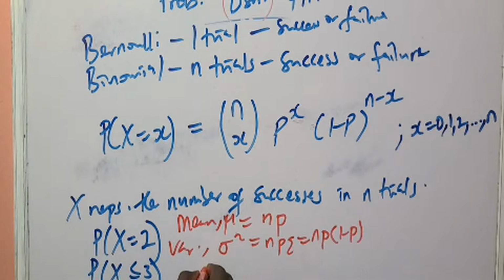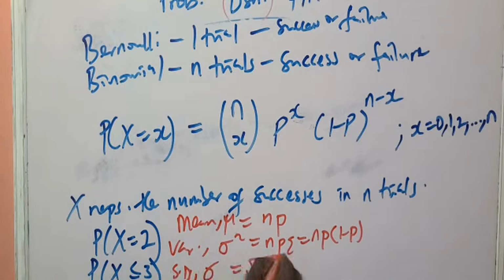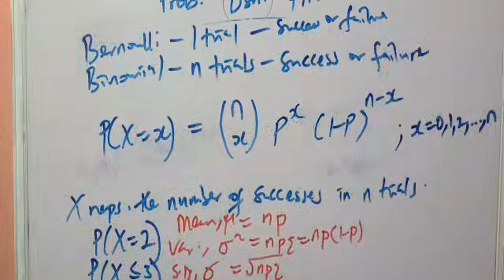And of course, you know the standard deviation, which is just sigma. Standard deviation will be the square root of NPQ, because the square root of variance is always the standard deviation. I believe everybody understands all these things. There's no big deal on all these ones. Let's now run to questions.